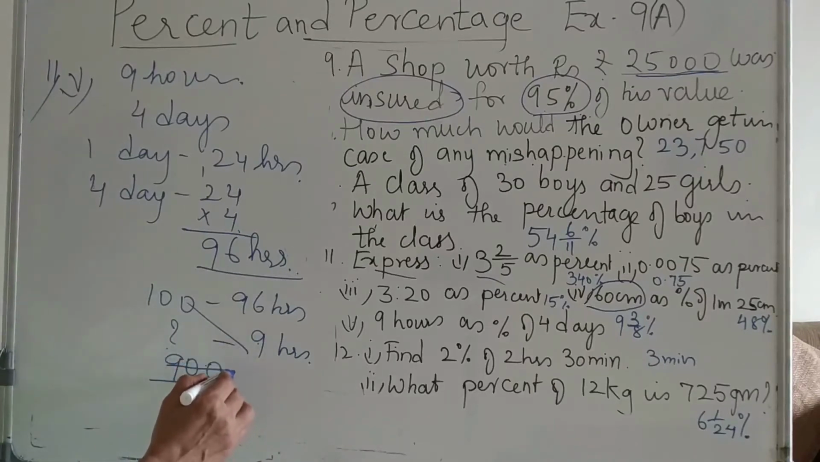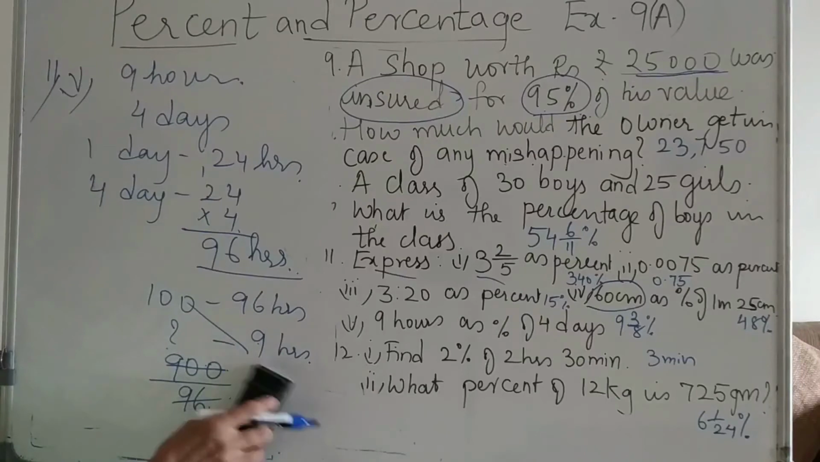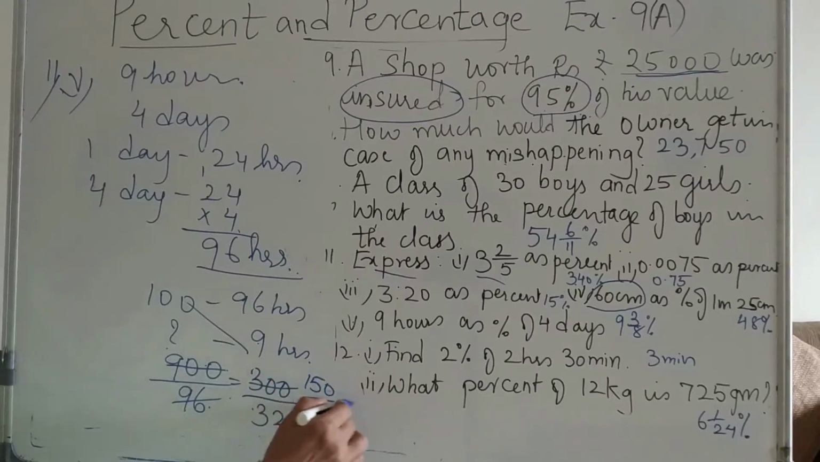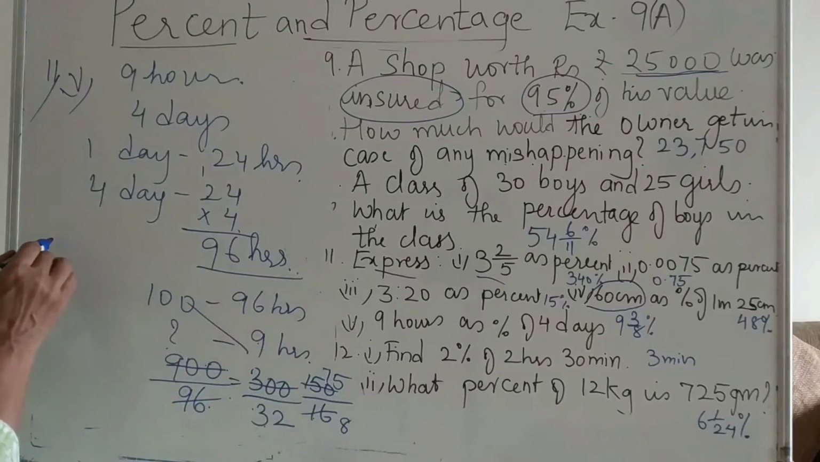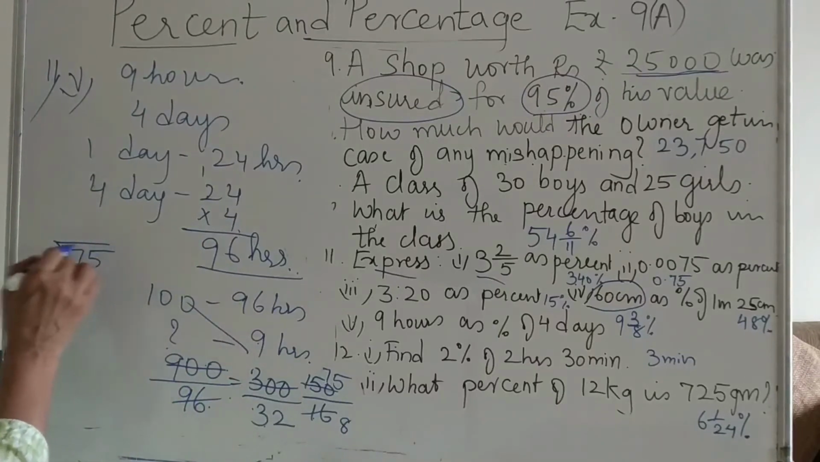Make it divide by 2, 450. You can take by 3, it will be easier. 300. 3 3s are 9 and 2s are... Further 300 you make into half, 150. 96 you make into 48, 32 you half it and get 16. Further you half it, you get 8. And half of 150 is 75. Now you cannot divide further, so let us divide 75 by 8.